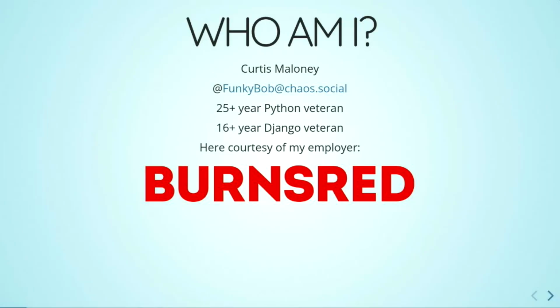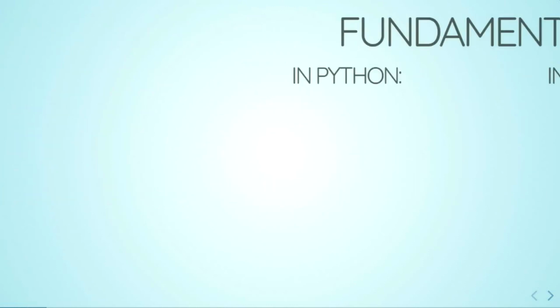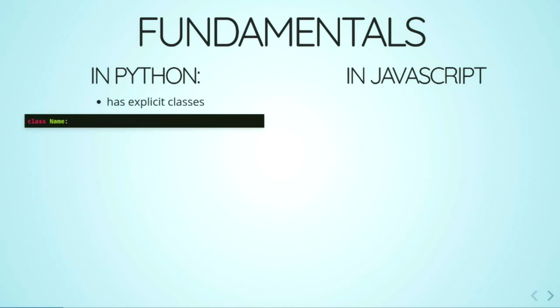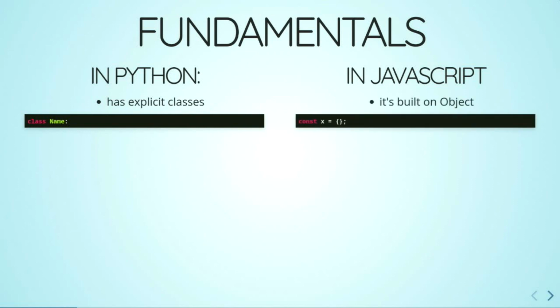I'm going to cover a lot of the differences and similarities between how classes and objects work in JavaScript versus Python, because that helps us all, especially those of us who work in the web space. Let's start off with some very basic fundamentals. In Python, we have explicit classes. You say class, you go name, you define your class, and there it is. In JavaScript, it's a little more subtle. Every object can be thought of as a class, pretty much.